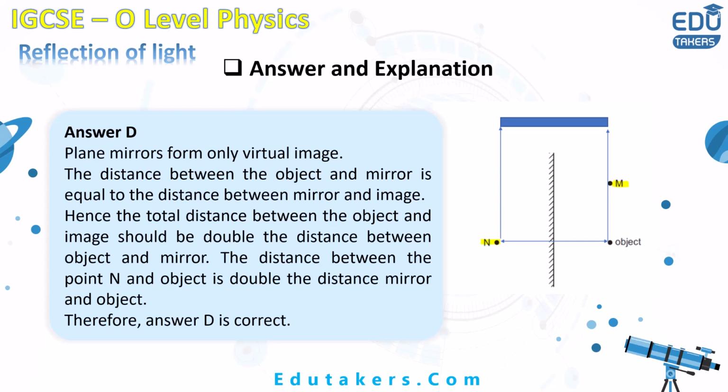Let's see the answer. The plane mirror forms only a virtual image. The distance between the object and mirror is equal to the distance between the mirror and the image. It is a very important characteristic of the image formed by the plane mirror. Hence, the total distance between the object and the image is double the distance between the object and mirror. The distance between the point N and the object is double the distance between the mirror and the object. That's why answer D is correct.